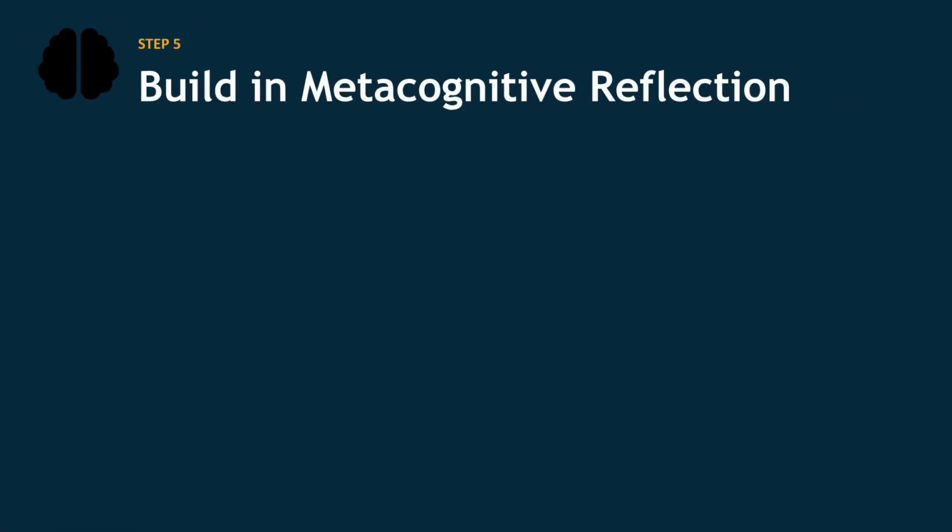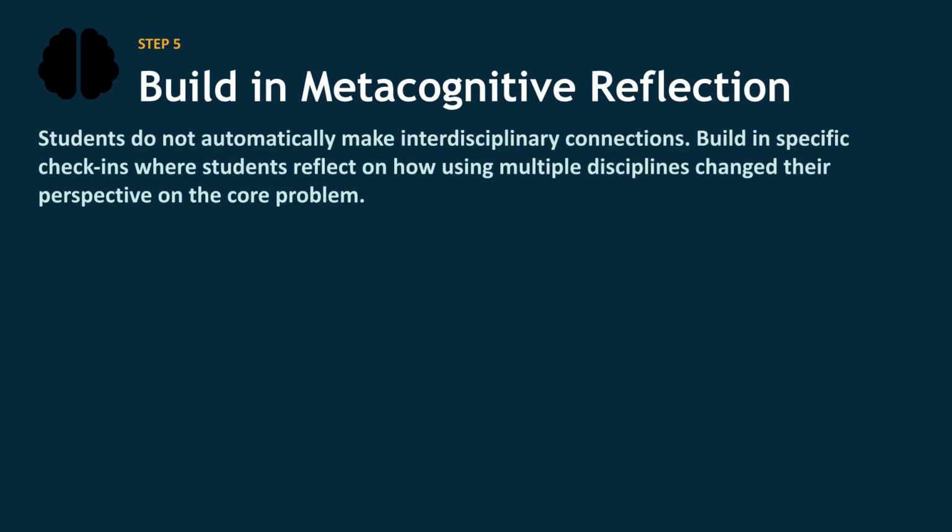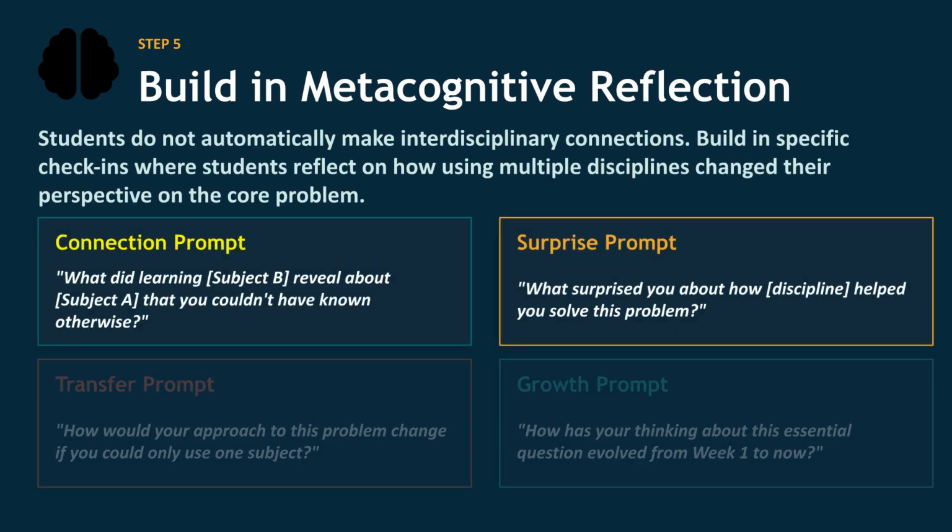Step 5 is to build in metacognitive reflection. Include check-ins where students reflect on how using multiple disciplines changes their perspective. Prompts can focus on connection, surprise, transfer, or growth.